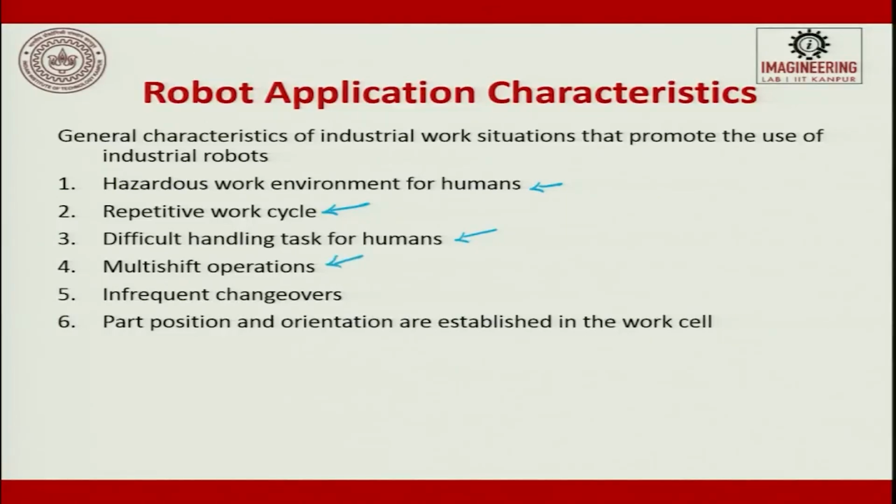If you do a multiple shift operation, a robo can do it. Infrequent changeover: where the changeover is not very fast, one full shift one job is done or a set of jobs are done, then we can use robo. Part positioning and orientation are established in the work cell. So, these are the characteristics for robo application.